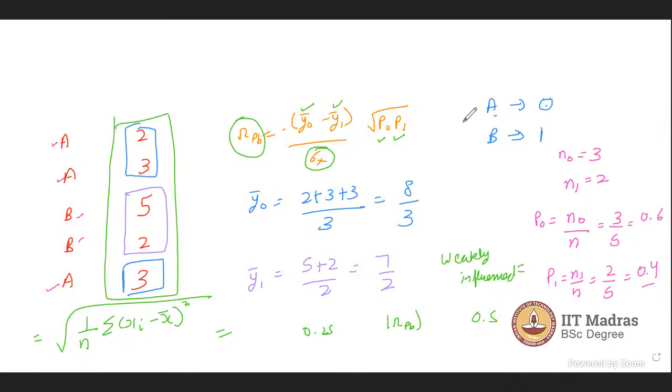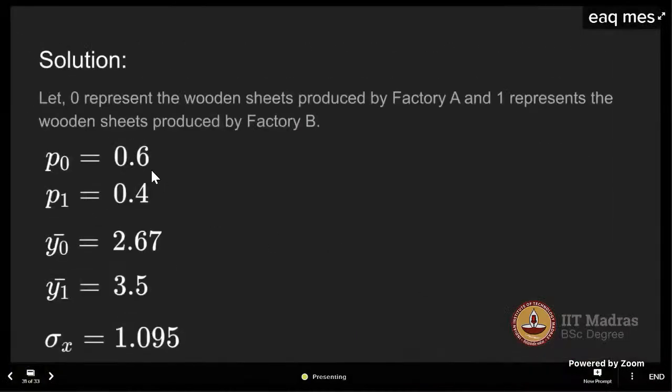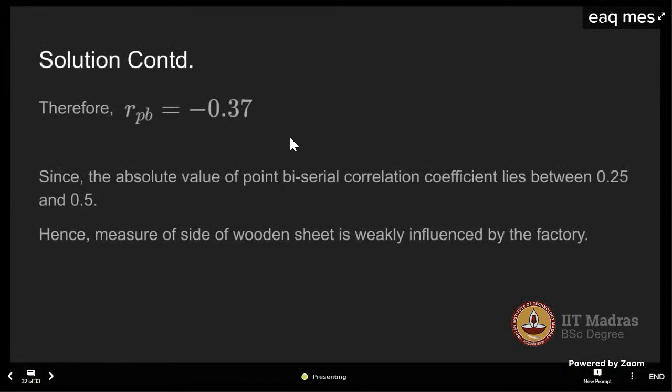The answer is 0.371. Okay, let's see the answer. So these are the values we have computed. Minus 0.7. So it's in between the range of 0.25 and 0.5. So yes, it is weakly influenced by the factory.